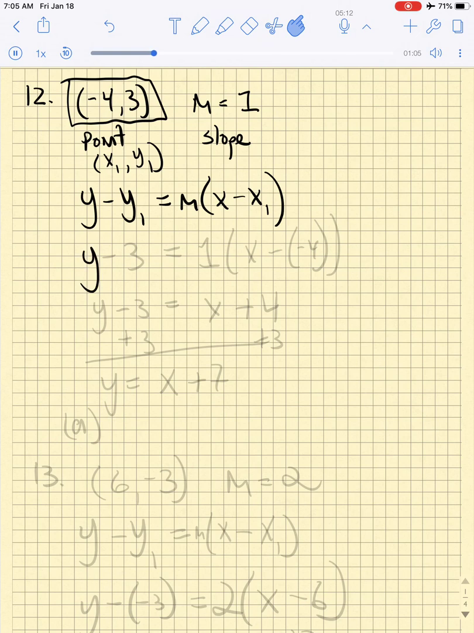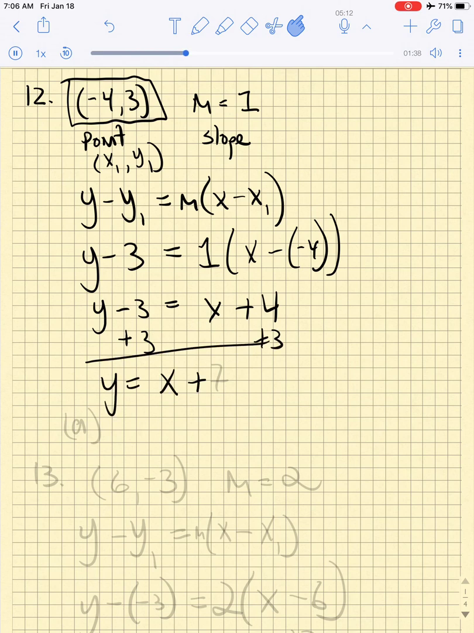So now we substitute in, leaving the general y, we put in the y sub 1, which is 3, and then our slope is given as 1, and then we have x minus a -4. Okay? So this is going to give us y minus 3 equals x plus 4. Now we can put this in slope-intercept form by adding 3 to both sides. This is now y equals x plus 7, right? Or 1x plus 7. So the answer is A.